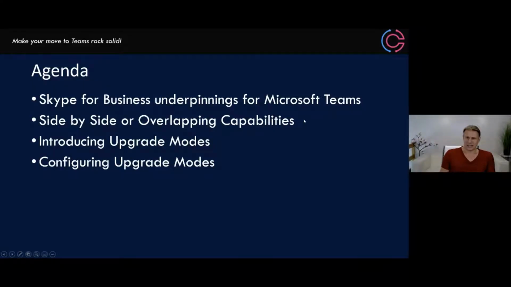So let's look at the agenda. First of all, I want you to understand that Skype for Business is still important for Microsoft Teams, although it's not always obvious. Why does Microsoft Teams need to use Skype for Business, and how does Skype for Business need to be configured for that? Then I'll dive into side-by-side capabilities between Skype and Teams. Microsoft calls it overlapping capabilities, but essentially it's island mode. After that, we will dive into the proper way of upgrading from Skype to Teams by using upgrade modes, and I'll explain how to actually do that.